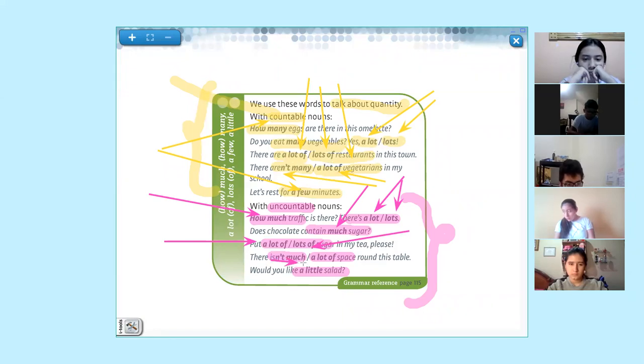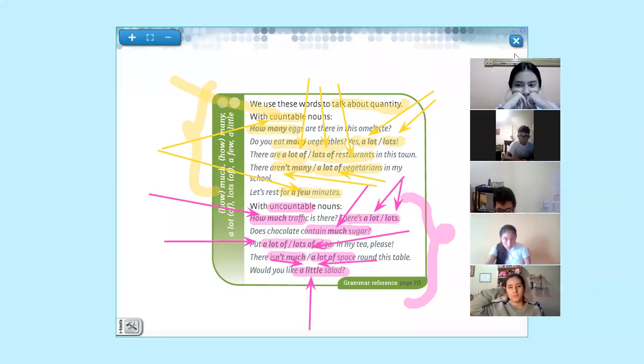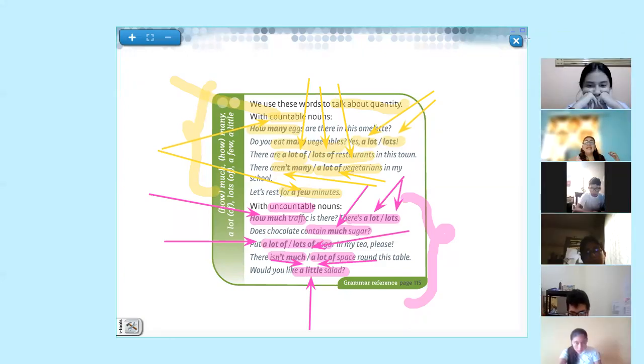Again, isn't much, or a lot of. That is, here we say many, and here we say a lot of. Okay, pay attention to the differences. And here we are going to say a little, and here we say a few. Those are the differences that we are going to find for this part of the activity, okay? I need that you pay attention according to this, okay?